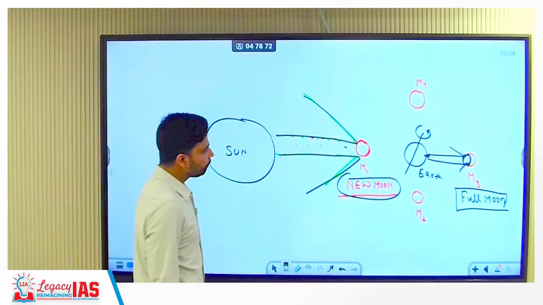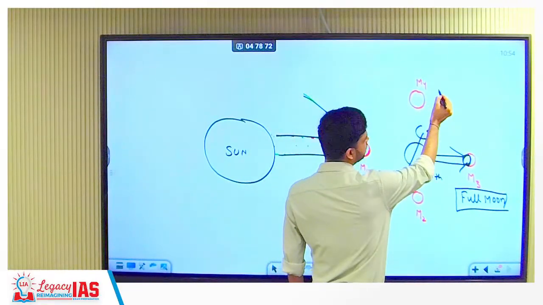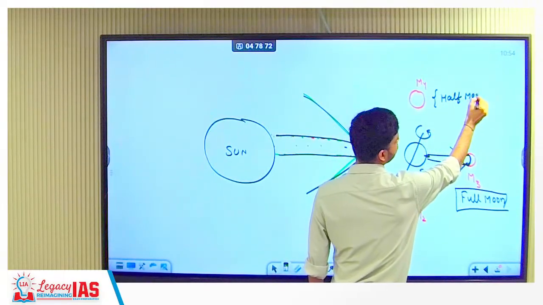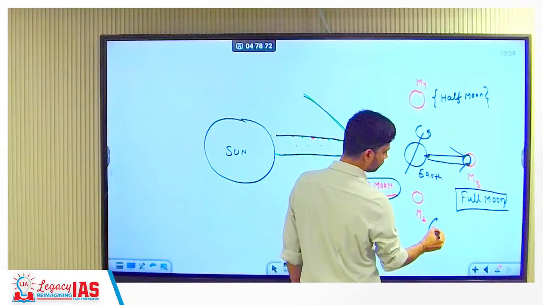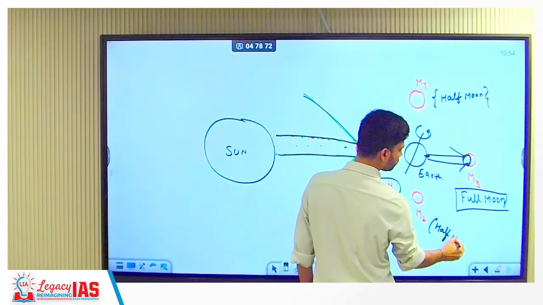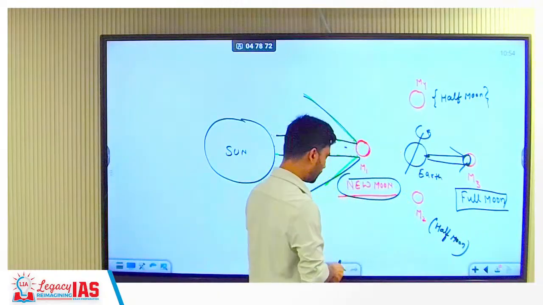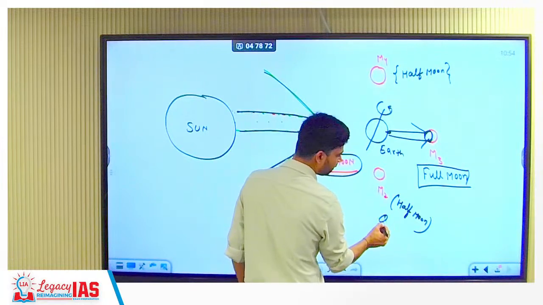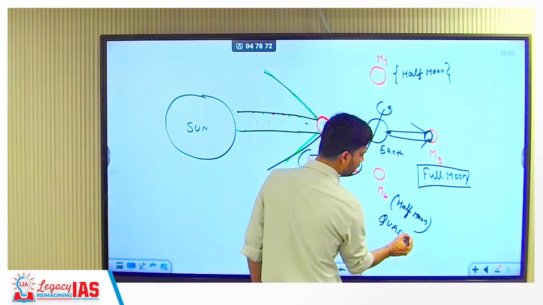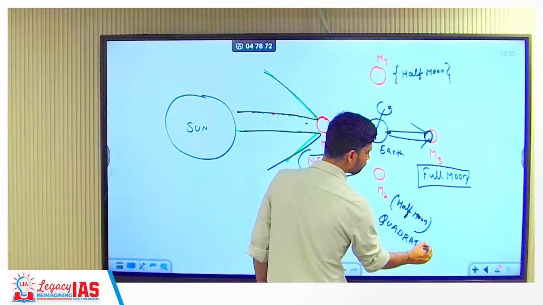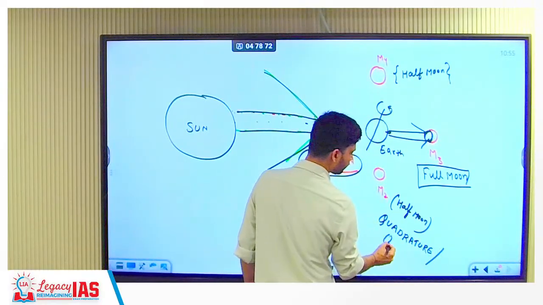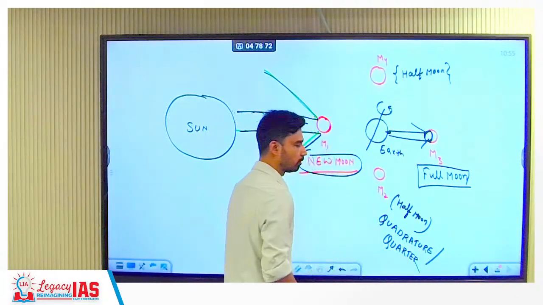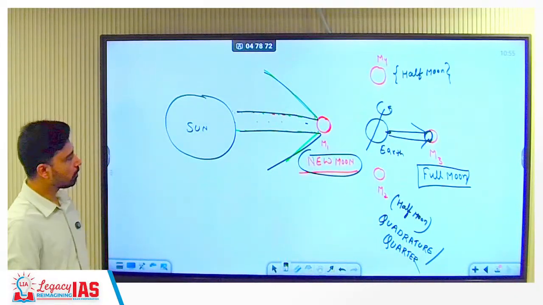What about M2 and M4? What kind of face will be visible here? Half. Okay, only half face. This is your half moon. Half moon geographically is referred to as quadrature moon. Quadrature moon. Or quarter also is a term that we use. Quarter. Quadrature or quarter.